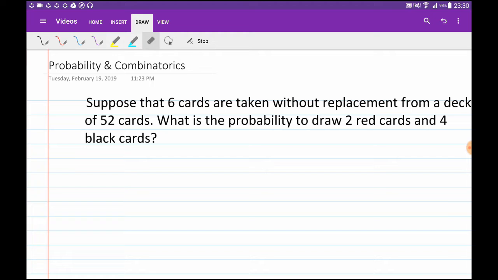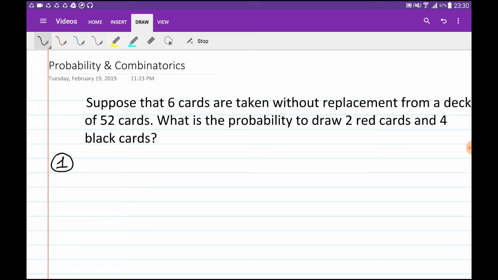Let us consider the solution of this problem. Suppose that 6 cards are taken from the standard deck of cards without replacement, meaning we take the card and we don't put this back. What is the probability of taking 2 cards, which are red, and 4 black cards? We're going to solve this problem in 3 different ways.